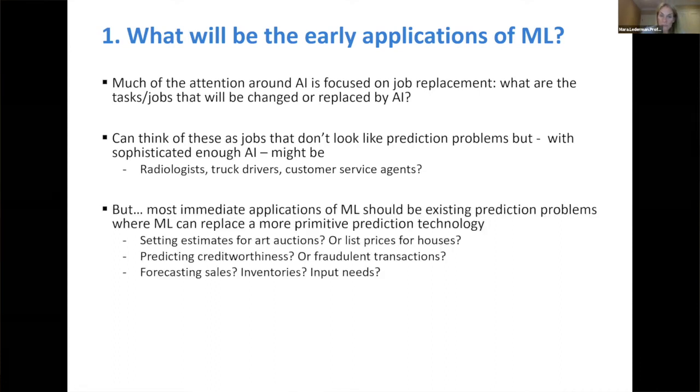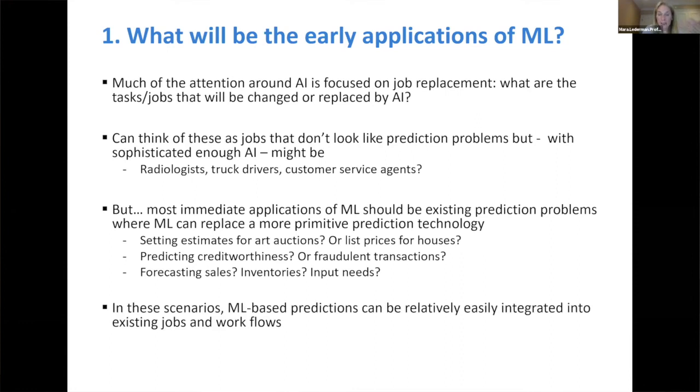But the most immediate applications of machine learning should be existing prediction problems where machine learning can replace a more primitive prediction technology. So anything where a company was already doing data analysis to predict something with a simple statistical methodology, that's probably the first place that company is going to be implementing machine learning. Because in those scenarios, machine learning-based predictions can be relatively easily integrated into existing jobs and workflows. So last year at the conference, we had a speaker at lunchtime who leads AI at one of the big Canadian banks. And he didn't spend his lunch talking about how AI was replacing bank tellers, even though that's the one we're more worried about.